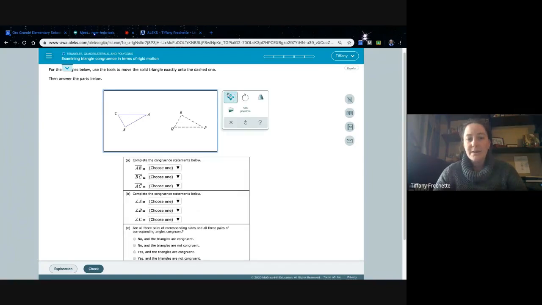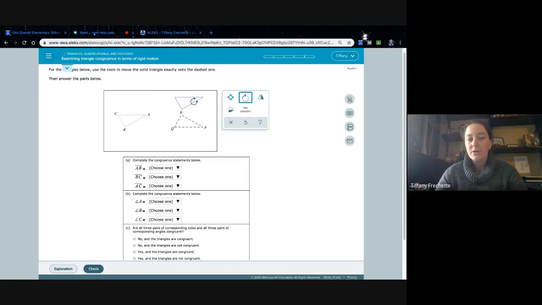This is my translation tool. Remember, translation just means move it around. So I want to click this one, and then I can move this piece around. The letters don't follow, so you have to make sure you're paying attention. Right now, B is on the bottom, C is on the top left, A is on the top right. So I'm going to move it over here so it looks like this, and then this tool is so that you can turn it like this.